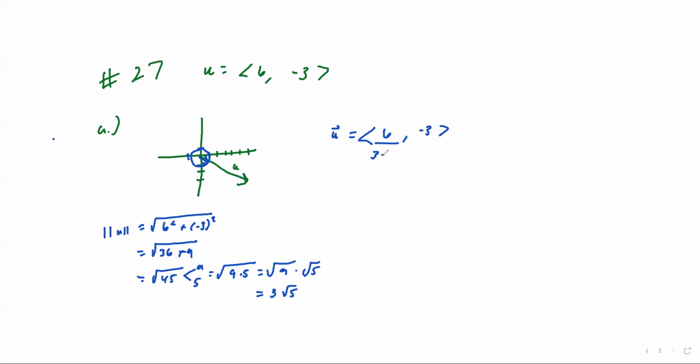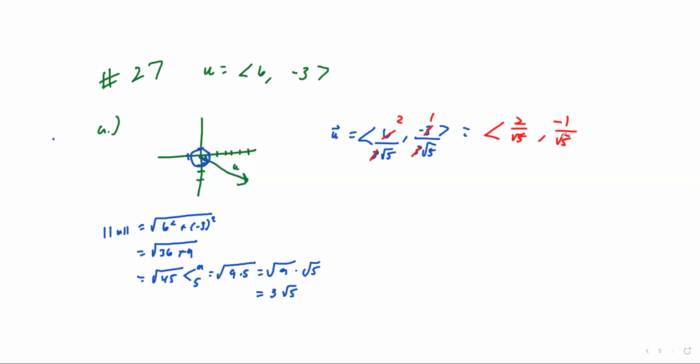So I'm going to divide this by 3 square roots of 5 and 3 square roots of 5. So when I do that, 6 divided by 3 is 2. So now this becomes 2 over square root of 5. And then 3 goes into 3 one time. So that's -1 over square root of 5.